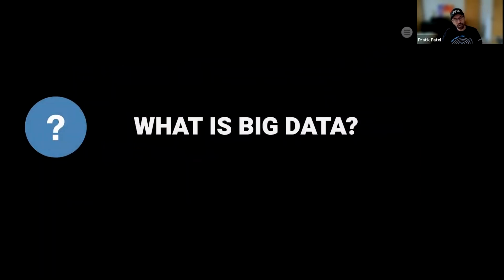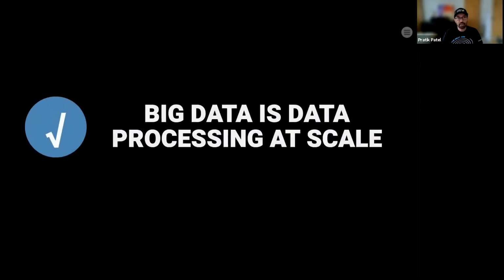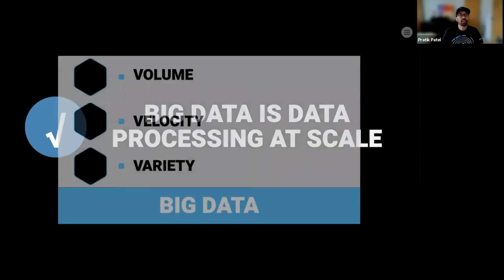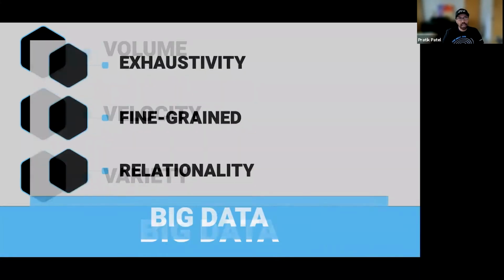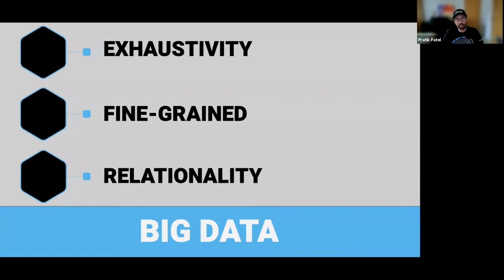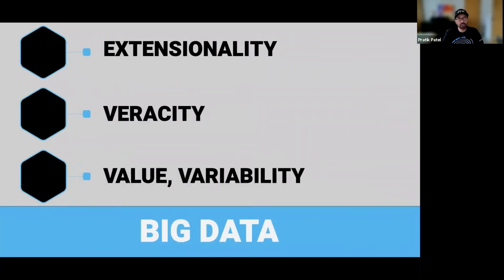All right, so let's very quickly, since we have a short schedule here today, talk about what is big data. Now, big data in general is data processing at scale. What does that actually mean? All right. So there's the original 3 V's that define big data: volume, velocity, and variety. And since the original definition of big data, there have been numerous other things which have come in that help define what a big data project or what big data software looks like. Exhaustivity, fine-grained, relationality, as well as extensionality, veracity, value, and variability.